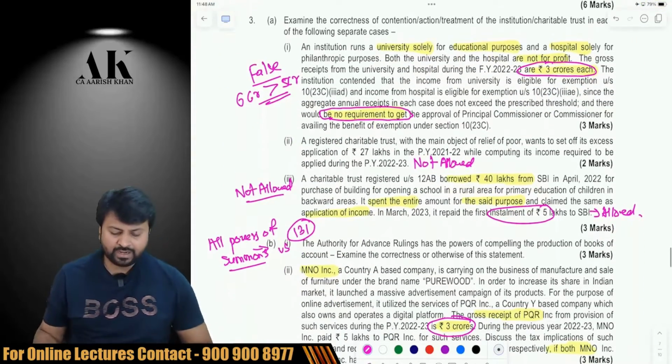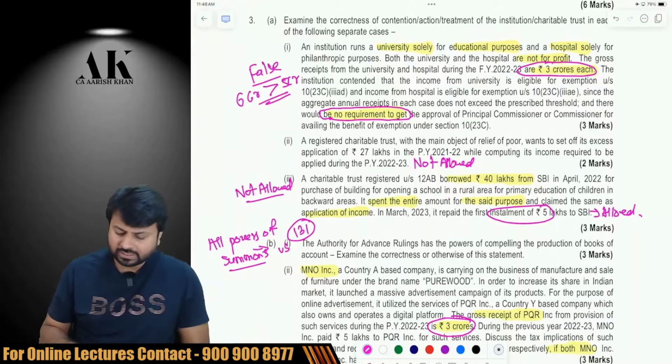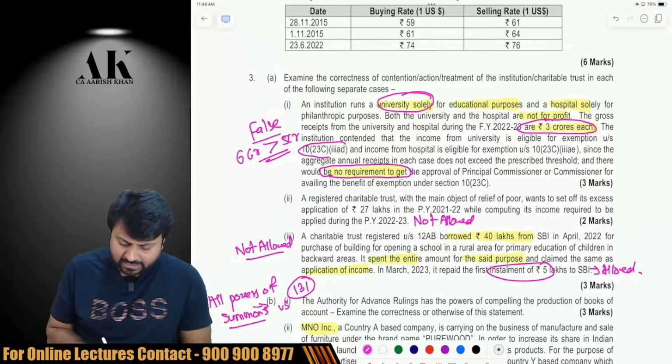Question number 3A. Subpart 1, 2, 3. Now there is a university which is registered under section 10(23C).